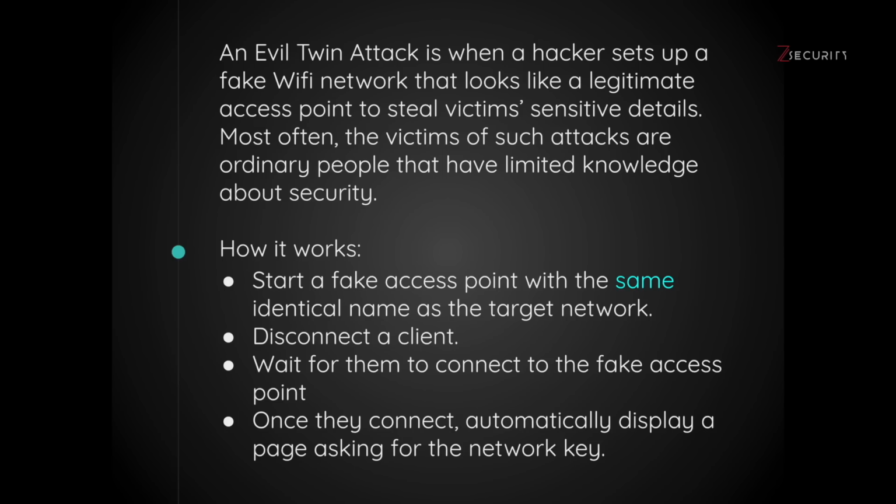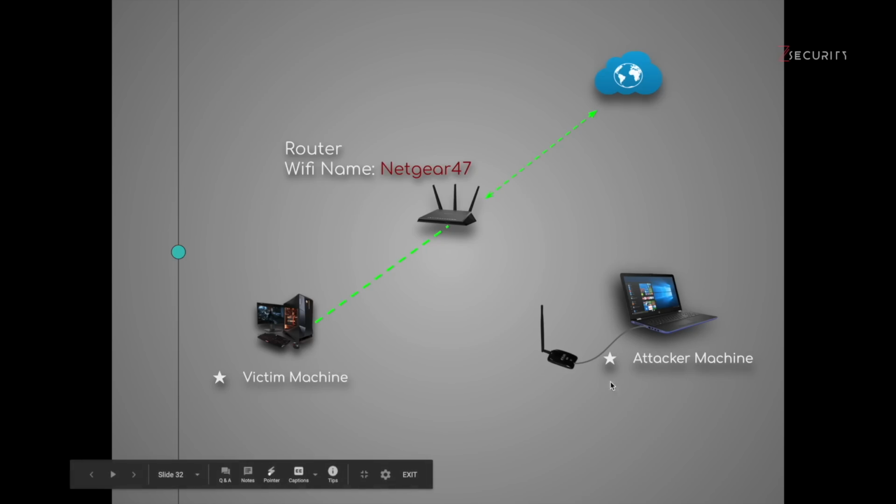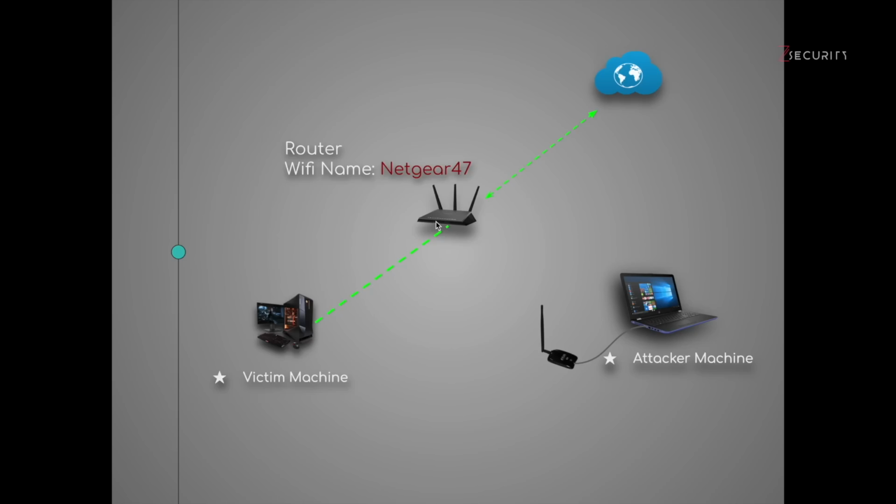Hello everyone, it's Maytham from zSecurity, and in this video I'm going to show you how to use an evil twin attack to capture the network key. Here we have the attacker machine with the wireless adapter, and here we have the victim machine that is connected to the router, which is connected to the internet.